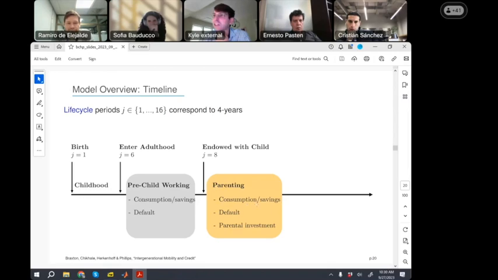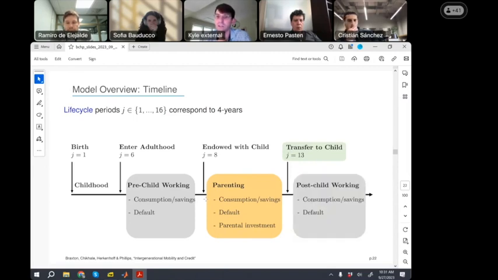Then you, as parents, are going to make a consumption savings decision. You're going to make a default decision, and the key bit here is the parental investment. This stage here, when you have a kid, when you're making investment decisions and choosing whether or not to default, that's what I'm going to focus on. The rest of this, the transfer to the child, I'll show you briefly. And the post-child working stage, I'm not going to show you in the slides, okay?